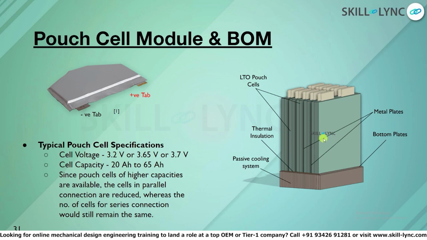But still, there are certain advantages of this pouch cell, like you have higher energy density, the volumetric energy compared to prismatic cell is higher, and also because of its larger capacity cells available, the number of cells needed for parallel combination reduces a lot when compared to cylindrical cells. So this is something which you need to consider while making a pouch cell module.